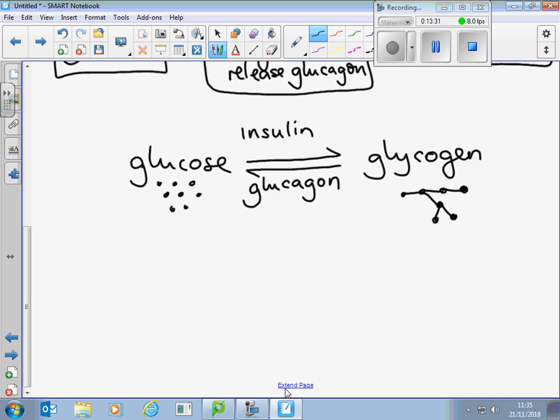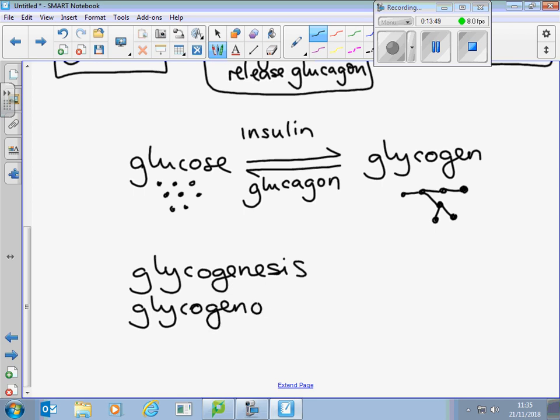Useful words. Going that way, the insulin process across there, you've got glycogenesis. That's the left to right, that bit. And then glycogenolysis goes the other way. Right, so I'll put left to right, and then right to left for that.